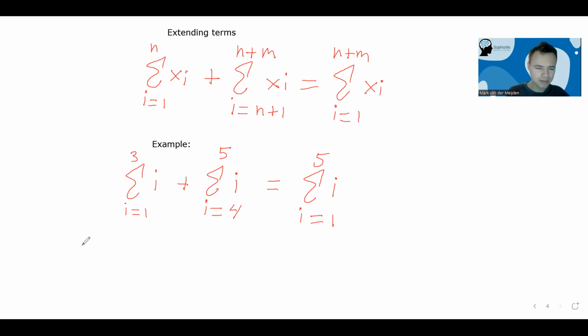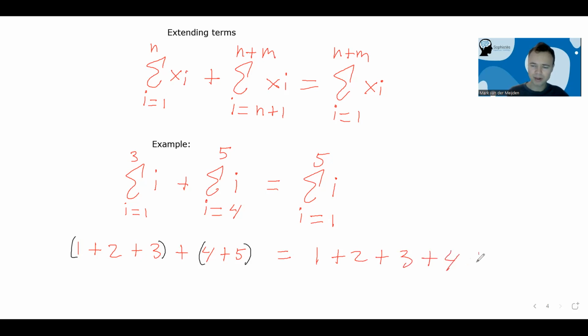So the left summation is 1 plus 2 plus 3, right? And the other summation is 4 plus 5. Maybe I can add some brackets. So this is the left summation, and this is the right summation. And what you will see is that this is equal to 1 plus 2 plus 3 plus 4 plus 5.